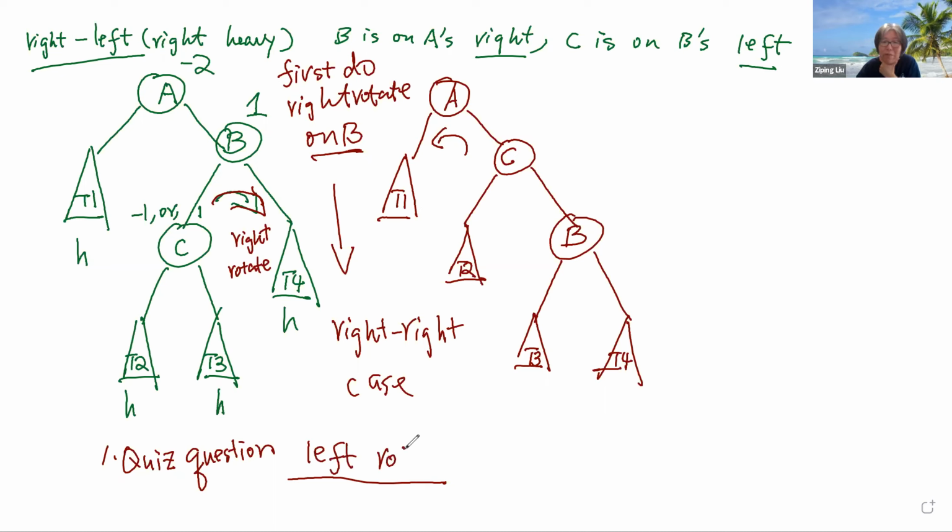There is a mistake. B is on the right of C, because we do right rotate here, and we bring C up, and B goes down. A student asked whether B and C should be switched, thinking of alphabetical order, since B is smaller than C.